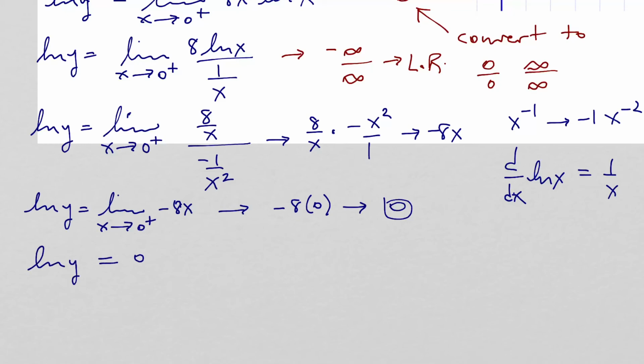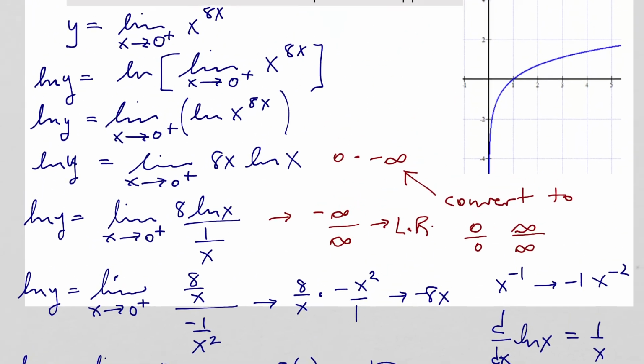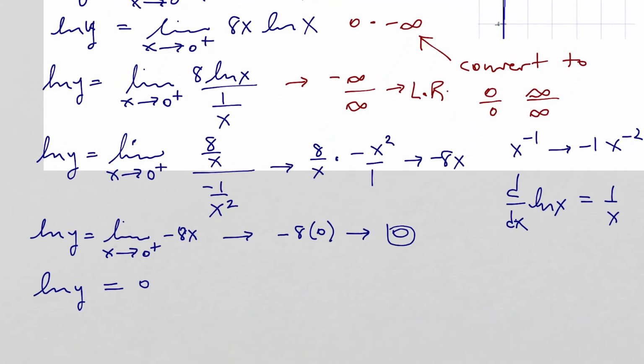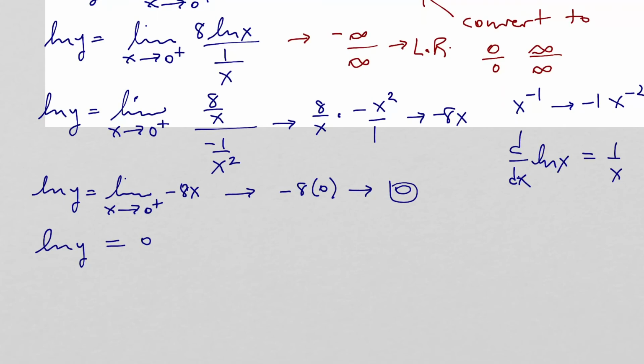But I'm really after y. Y is this. I want to evaluate that. So I need to solve for y, which is easy enough to do in this case. So if I raise both sides by e, I'll have y is equal to e to the 0, which is 1. So my limit is 1.